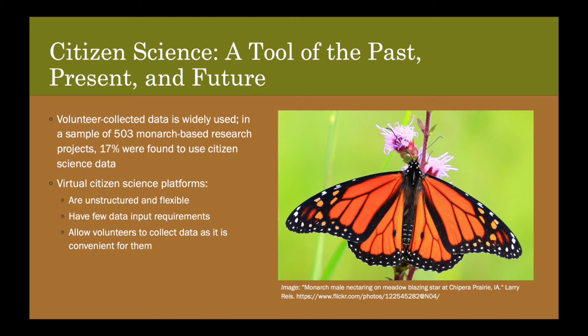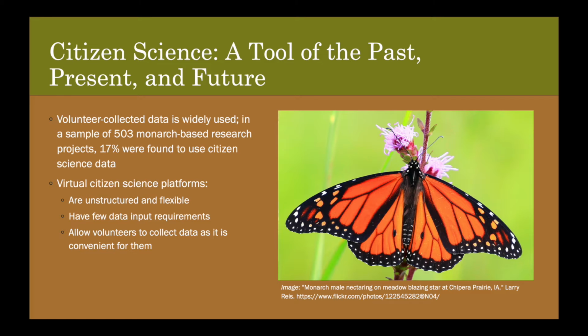Virtual citizen science projects are unstructured by nature. They are flexible, have few requirements for data input, and allow volunteers to record observations as they happen. None of these things are necessarily bad on their own. The fact that people are able to participate on their own terms is an attractive feature that contributes to its appeal to a wide audience.